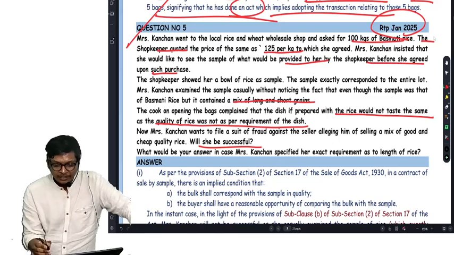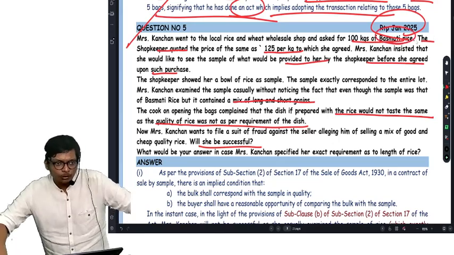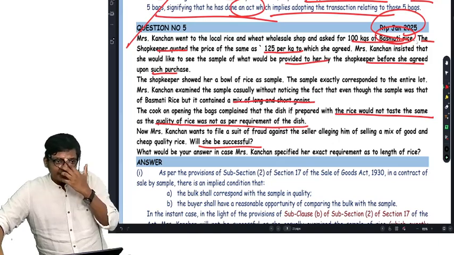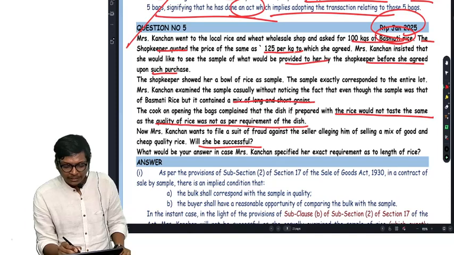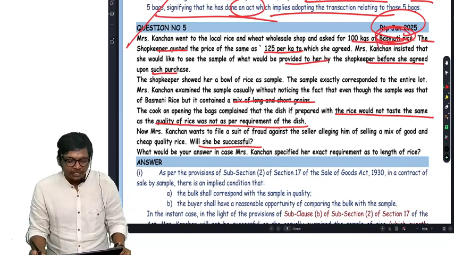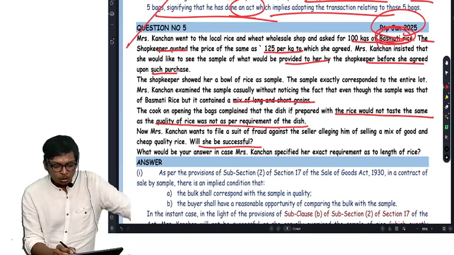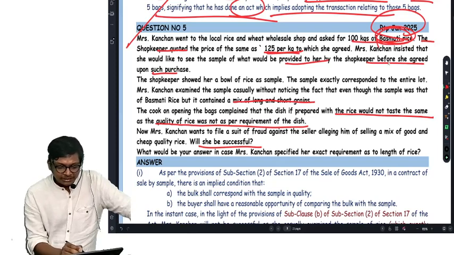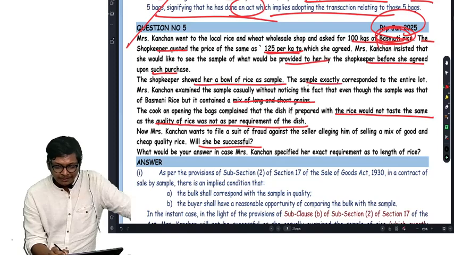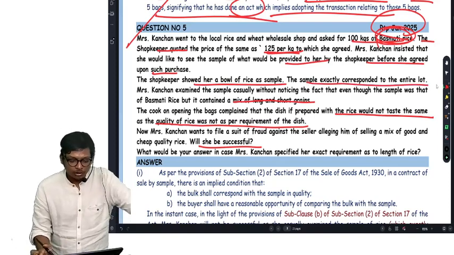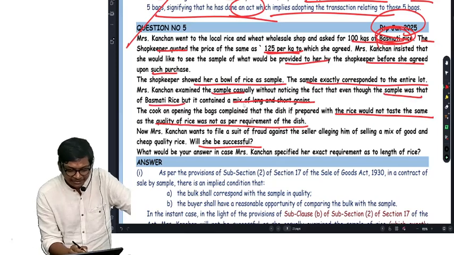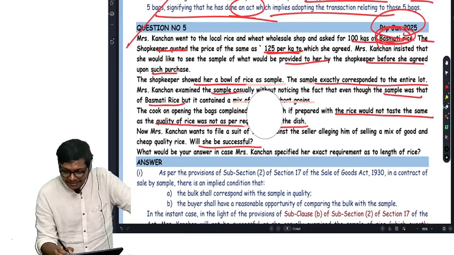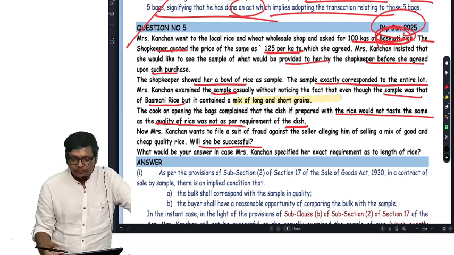Now, in biryani, if you see, you have basmati rice biryani and you also have short rice biryani. Both biryani is good, you will have different taste. Here, Kanchan went to a local rice shop and asked for 100 kgs of basmati. Shopkeeper quoted 125 per kg, for which she agreed, and she wanted to see a sample. She was shown a sample of rice. The sample exactly corresponded to the lot. Kanchan examined the sample without noticing the fact that even though the sample was that of basmati rice, there was what, guys? A mix of long and short.